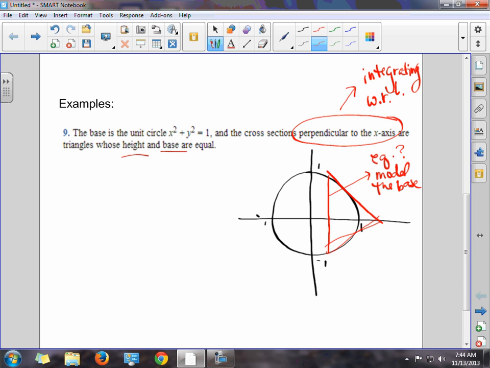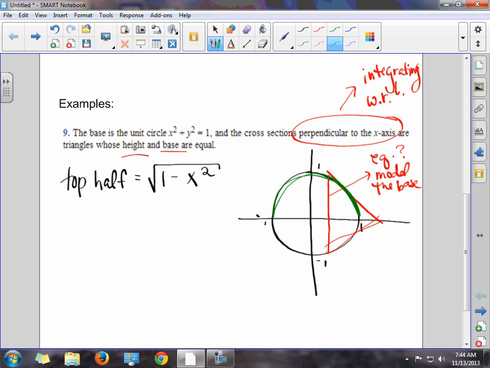I know the equation for this circle is x squared plus y squared equals 1. And if I were going to write this equation in terms of x, because I need an equation in terms of x since I'm integrating with respect to x, I would get that the top half of my circle is going to be the square root of 1 minus x squared. I just take that and solve it for y. And so that's going to model this area, that right there.